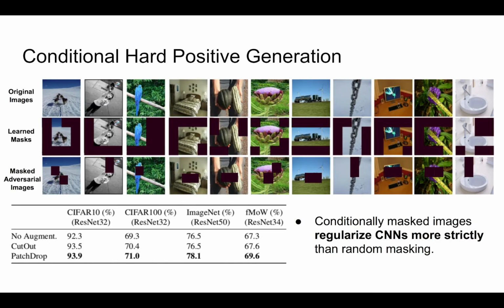Another application of our framework is conditional hard positive generation to regularize CNNs. To achieve this, we simply mask out the most critical patches of the image to generate adversarial examples. We perform experiments on 4 different benchmarks, including ImageNet, and we outperform the random masking-out method, which is called cutout, by a large margin in all the benchmarks.